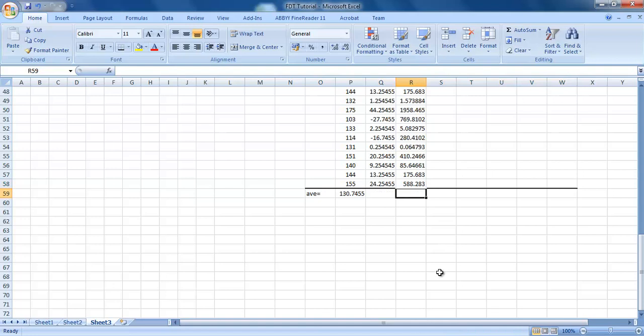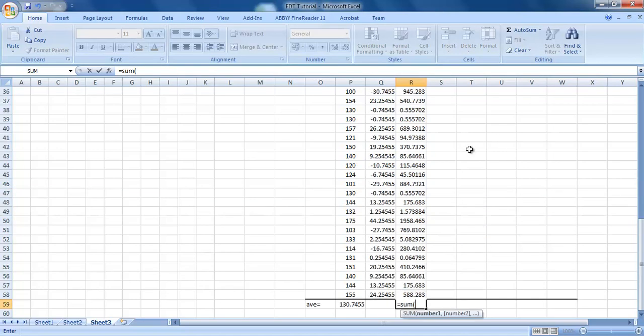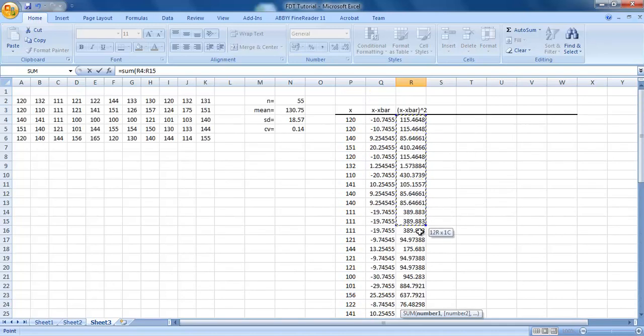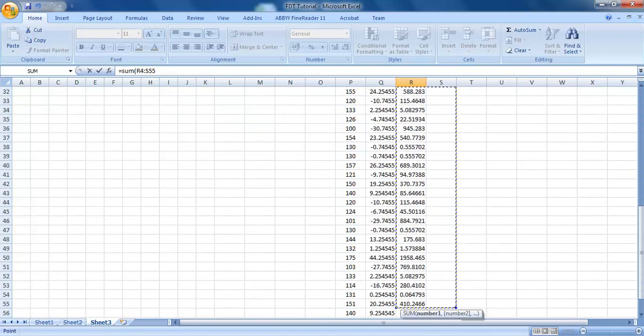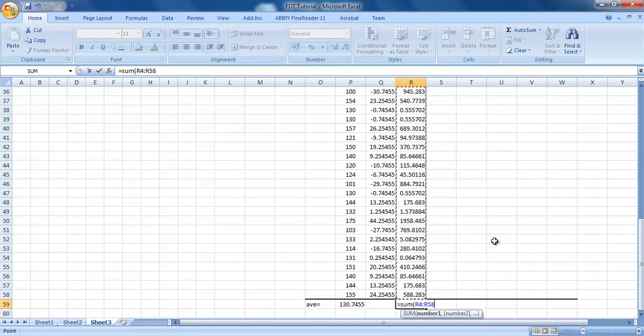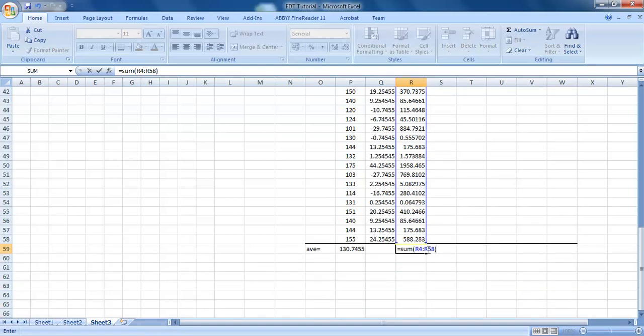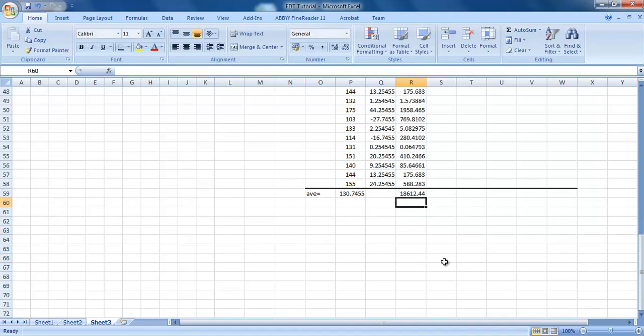So I'm going to sum up all the squared deviations. So the sum of all of these squared deviations, that is, the sum of all those values in R4 up to R58. Then press enter. So we have 1612.44. So I'm going to calculate the standard deviation. I'm going to place a label, and I'm going to right align the label.